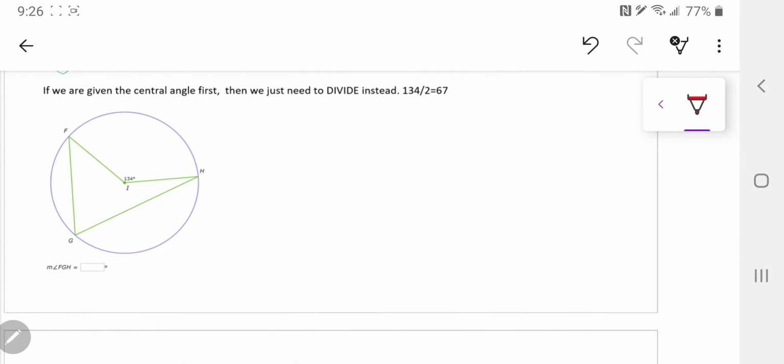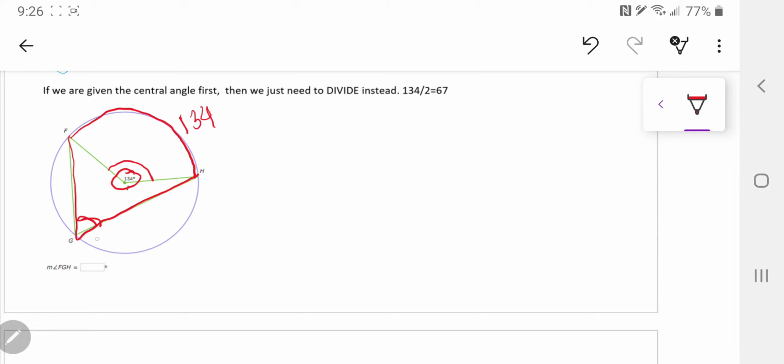So this one, we're given the central angle. Remember, the central angle matches the outside. So if this is 134, this is 134. They are the same. But they're asking for FGH. So they're asking for this angle right here.